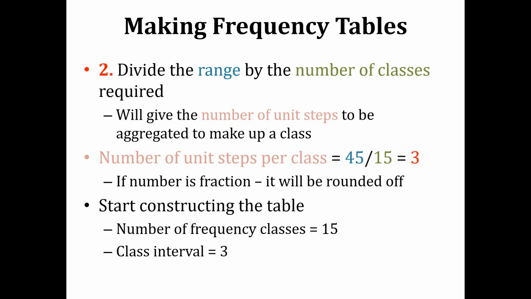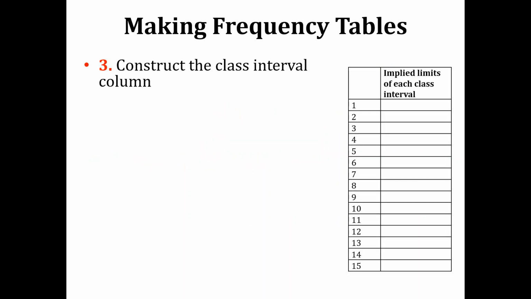Now we are going to start constructing the table with this information: the number of frequency classes is going to be 15 and the class interval is going to be 3. And why is the class interval 3? Because we are going to aggregate 3 unit steps. Now we see how to construct the class interval column. We have 15 classes and we have to construct the class limits and class intervals for this table.